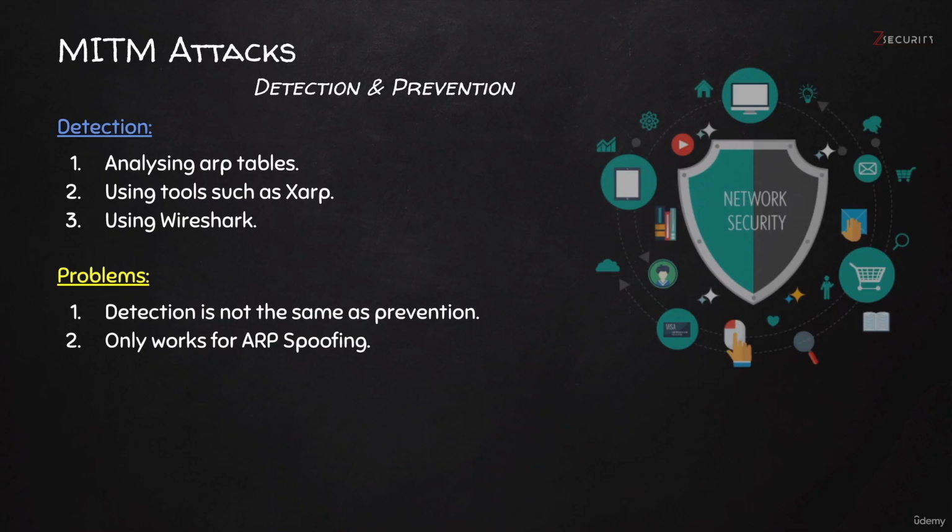The other problem with the previous methods, like I said, is that they're only detection methods. Therefore, they'll only work if the attacker managed to become the man in the middle using ARP spoofing. But what if someone is able to intercept the connection using another method?